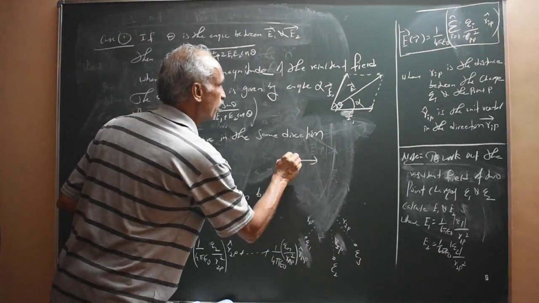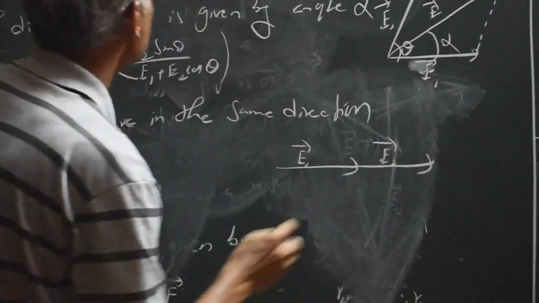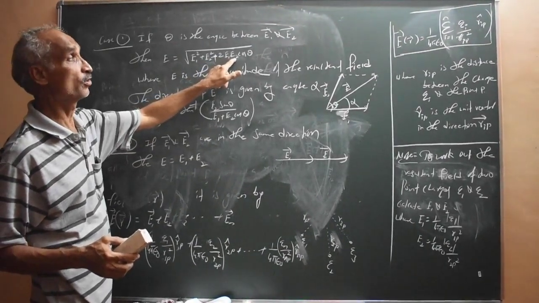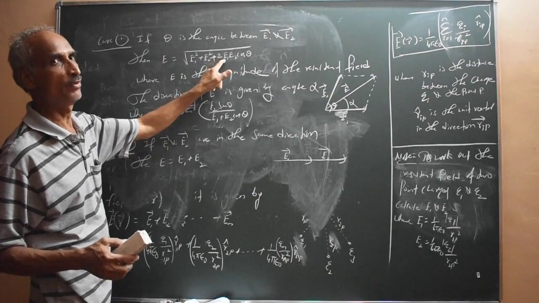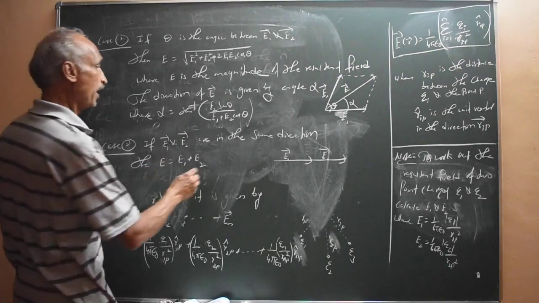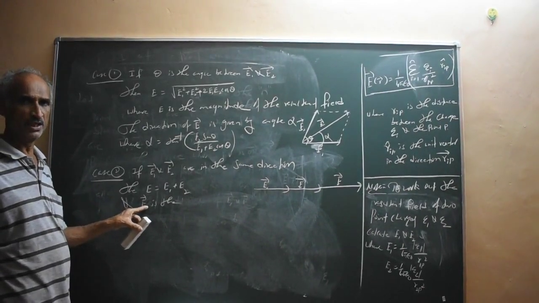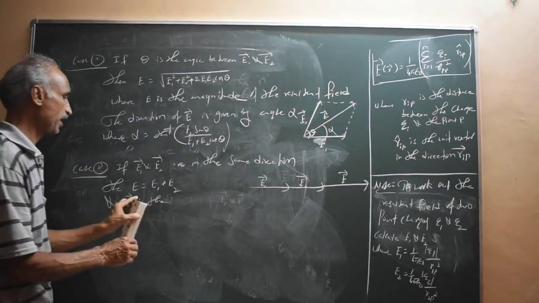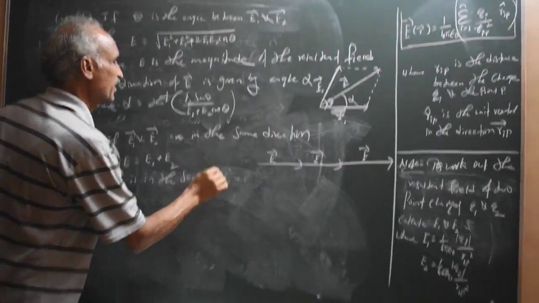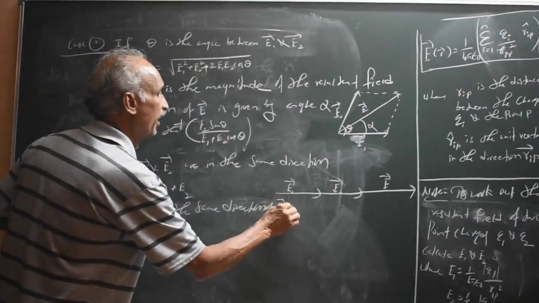Look here, it is E1 bar and it is E2 bar. When the angle between them is 0, it means E1 square plus E2 square plus 2 times E1 E2 cos 0, which is 1. Therefore E1 square plus E2 square plus 2 E1 E2 means E1 plus E2 the whole square. Square root of the whole square is simply E1 plus E2. And the resultant field E bar is in the same direction as E1 bar and E2 bar.